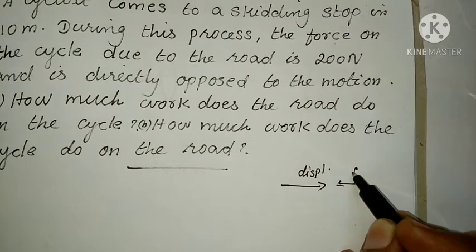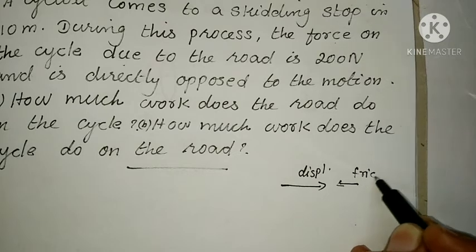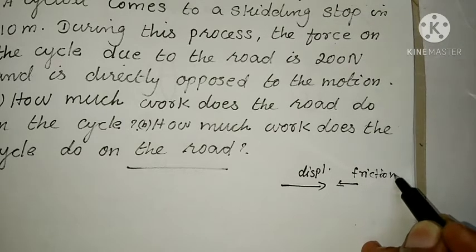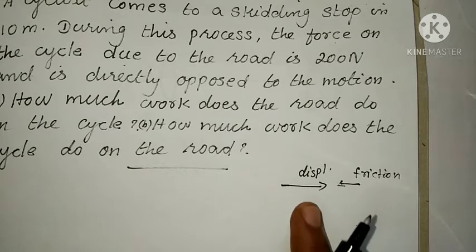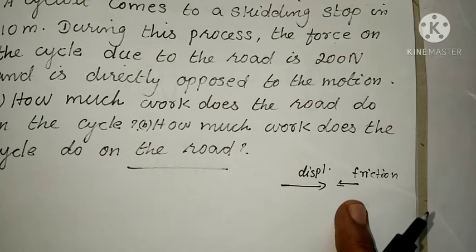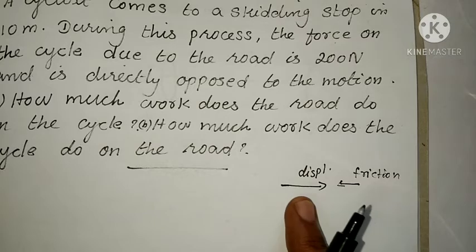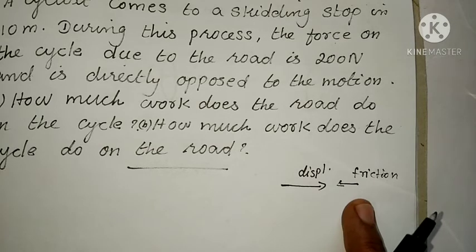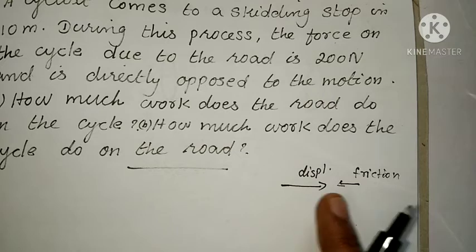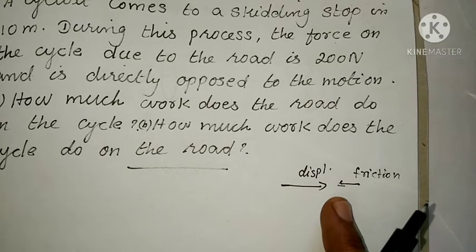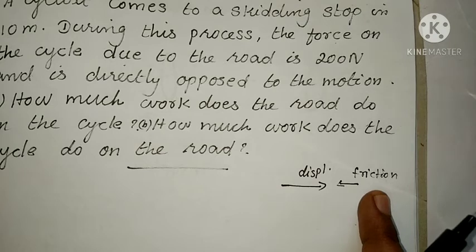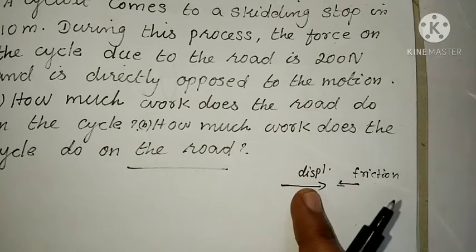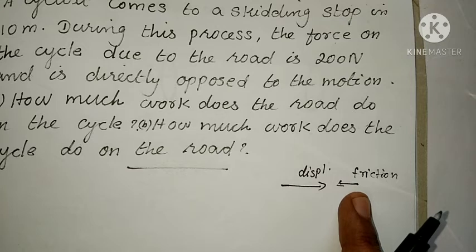That is the force of friction, isn't it? That is the stopping force, or we can say the force of friction. So this stopping force or the frictional force and the displacement of the cycle. That is, the work done on the cycle by the road is the work done by this frictional force. So the angle between these two is 180 degree.